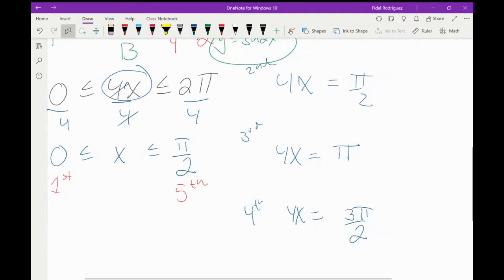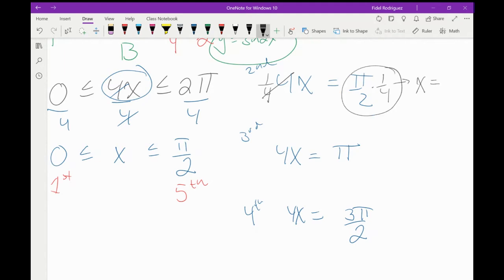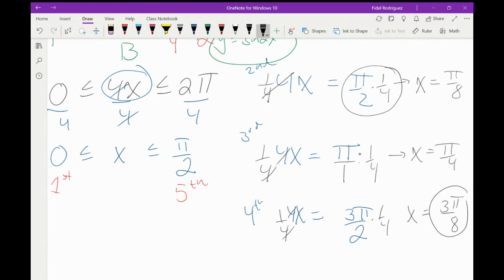Okay. And so now what we're going to do, to get rid of this 4, we're going to multiply by 1 over 4 on both sides. So remember, that is going to cancel. What we're going to end up with now is x is equal to, what's pi over 2 times 1/4? Pi over 8. Good. We're going to do the same thing here. You can think of that as over 1. And this is going to be pi over 4, good. And we're going to do this a third time. And so x is going to be equal to, isn't that 3 pi over 8?